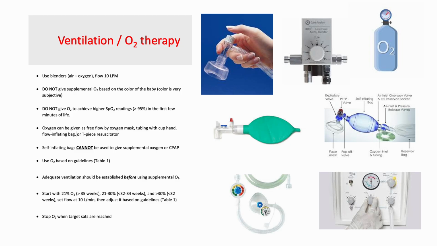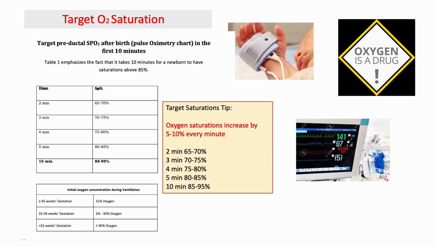So again, you guys can read it through, and there are different equipment which are listed here. So this is what we are talking about. By 2 minutes, the oxygen saturation would be around 65 to 70. And again, this box represents that oxygen saturation increases by 5 to 10% every minute. So if it starts in 2 minutes at 65 to 70, just increase 5 to 10, 5 to 10. So by 10 minutes, the baby should be around 85 to 95.